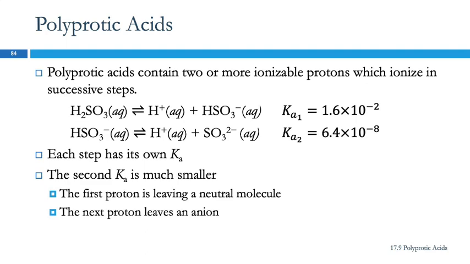That second Ka is going to be a lot smaller than the first Ka, and one of the reasons for this is here we have a hydrogen ion leaving a neutral molecule, whereas in the second step we have a hydrogen ion, a positive ion, leaving an anion. And so there's much more attraction for the hydrogen ion, and so it's harder to leave, and therefore Ka2 is smaller.